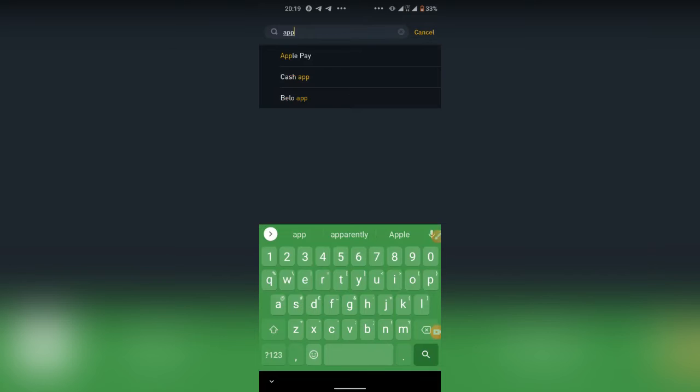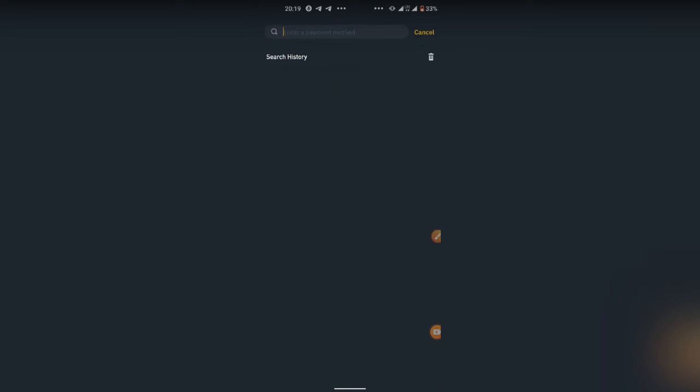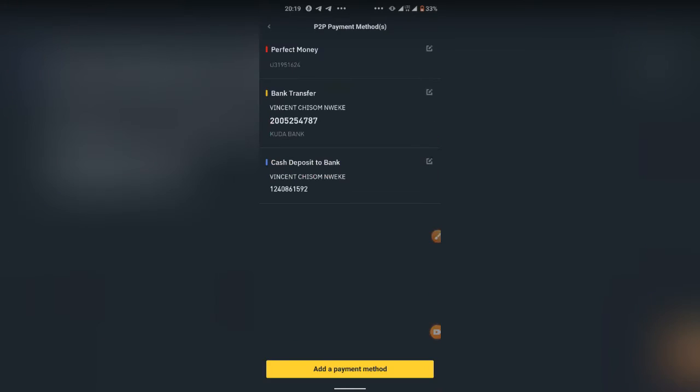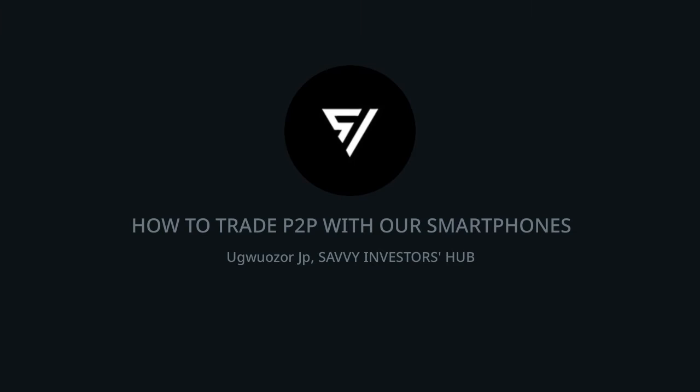So that's basically it. So for me, I'm gonna be using my payment method here. I'm gonna be using, let me say, my Kuda bank. I'm gonna be using this. I'm gonna say confirm.